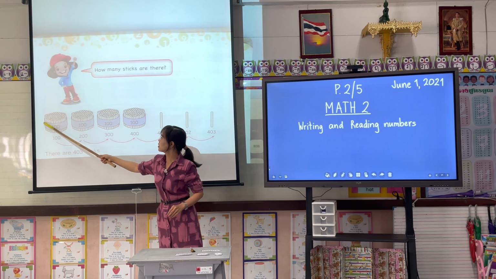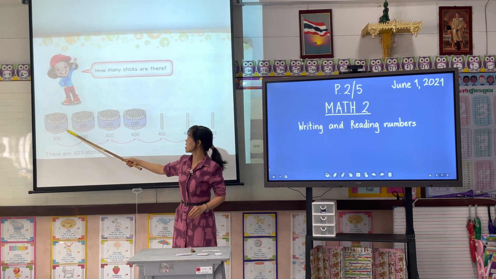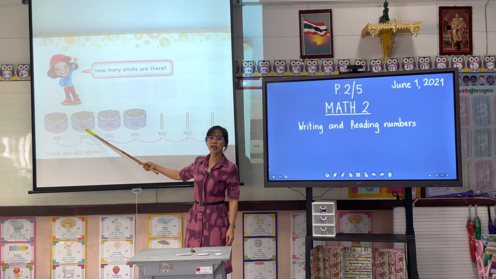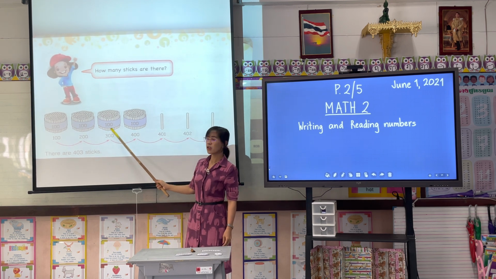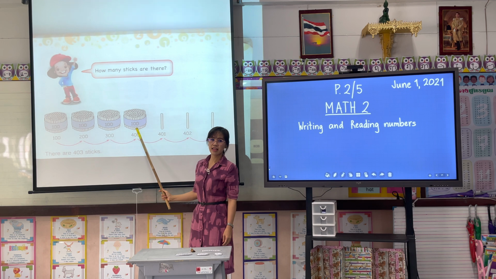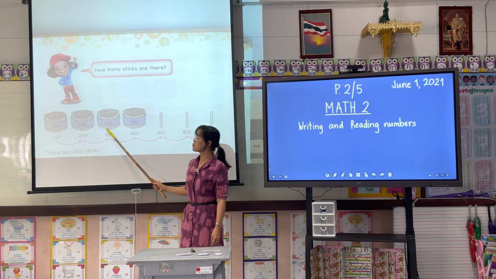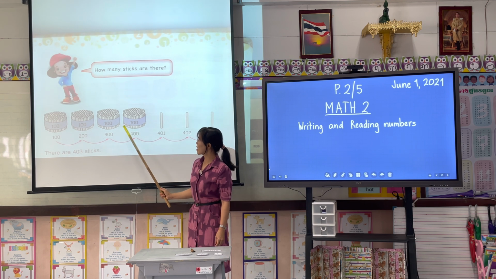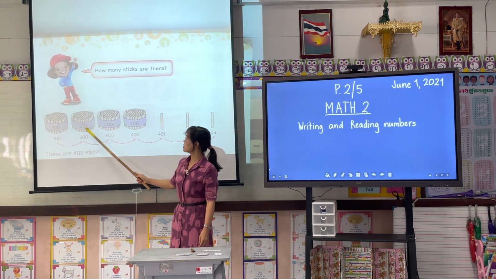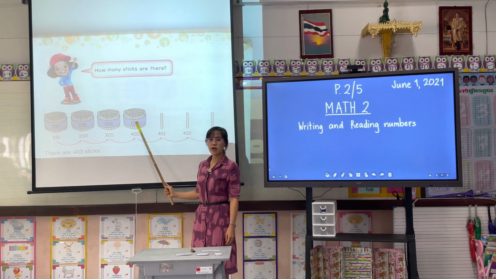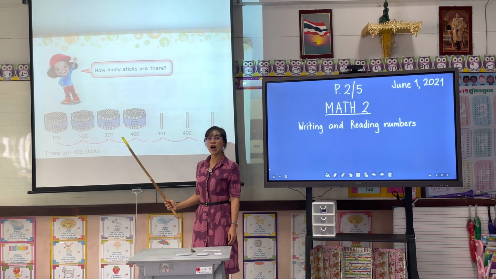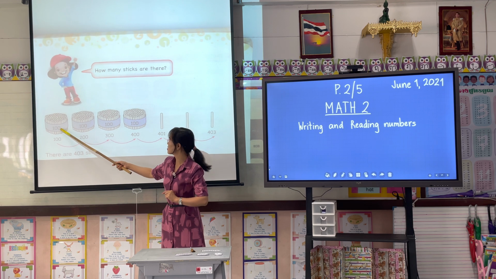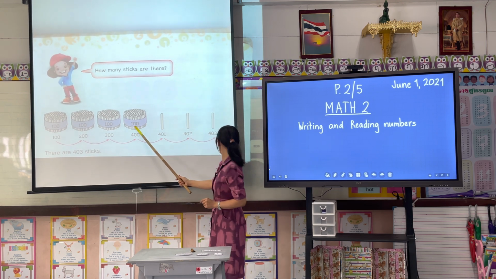So one group means that is 100, alright? So another 100, 100, 100. How many groups of 100s can we see? 1, 2, 3, 4. That means we're going to count by hundreds, okay? By hundreds.